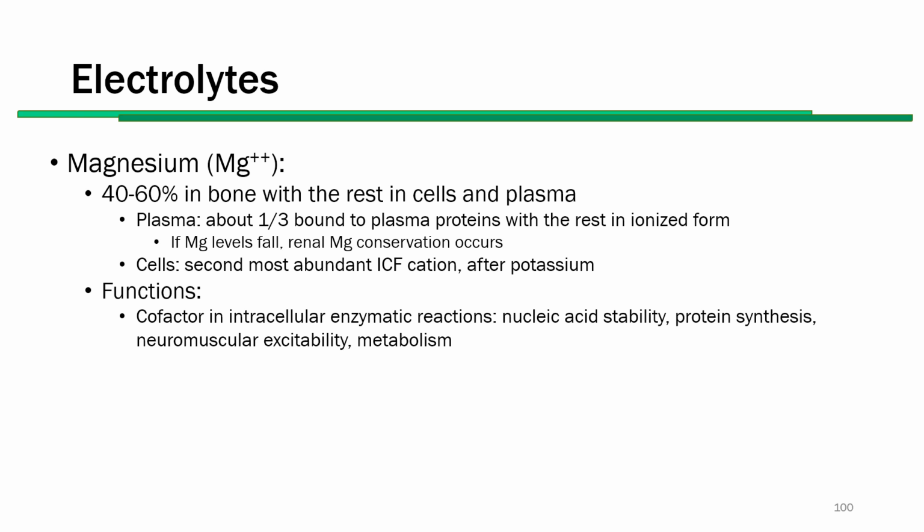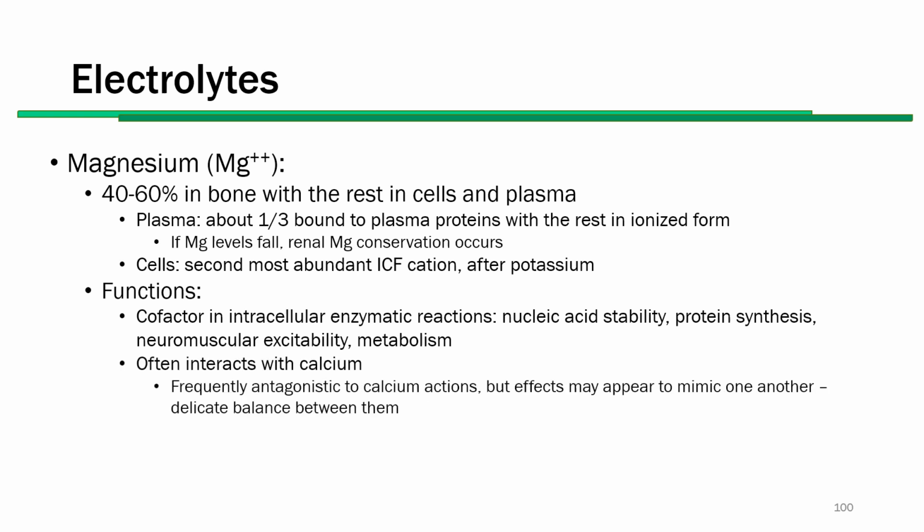The functions of magnesium. Magnesium is kind of a tricky one. It's very reactive to calcium. It's a cofactor in intracellular enzymatic reactions. Things like you need magnesium for nucleic acid stability, protein synthesis, neuromuscular excitability, metabolism. It is a crucial element. It's used in so many things. But it often interacts with calcium. It's frequently antagonistic to calcium, but its effects may appear to mimic one another.